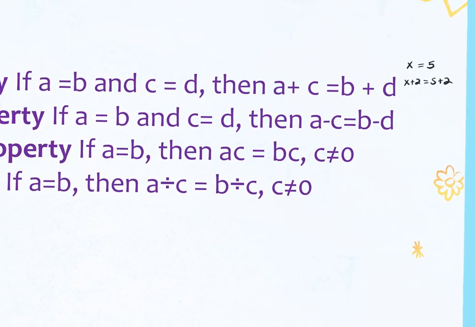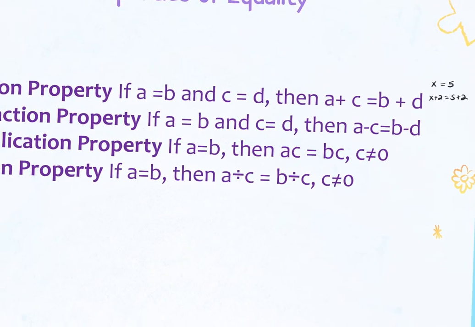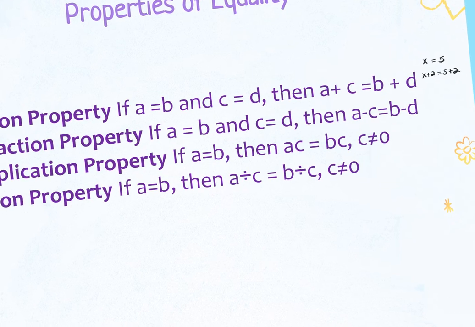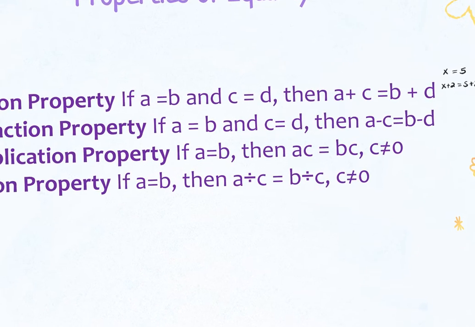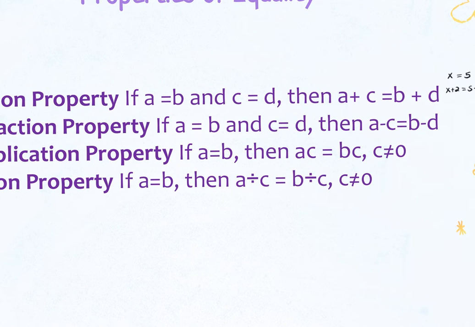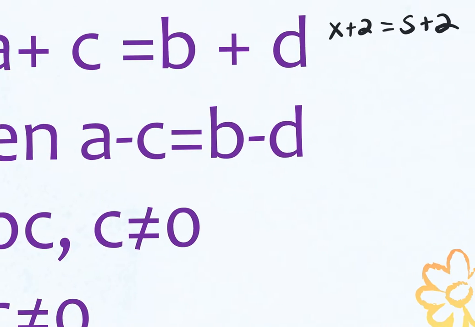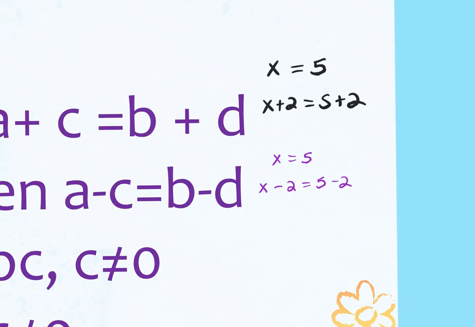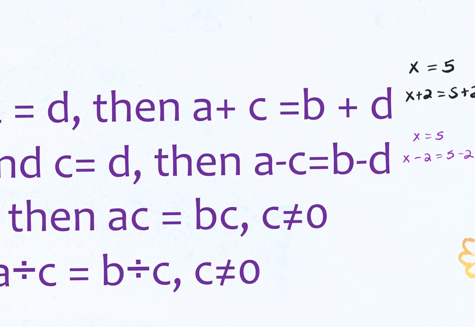The second one is the subtraction property. Again, it's the same thought process. If A equals B and C equals D, then A minus C equals B minus D. So this time you're subtracting the same value from both sides of your equation, and it can be done because it keeps your equation true. So if x equals 5, then I can say x minus 2 equals 5 minus 2. I'm subtracting the same thing from both sides. That is true.